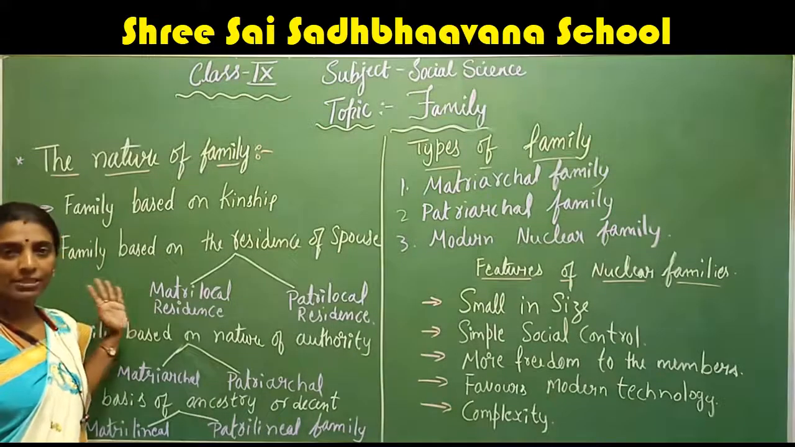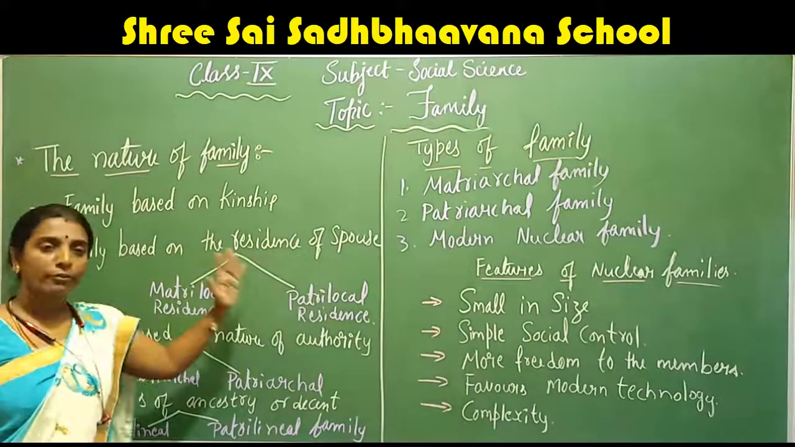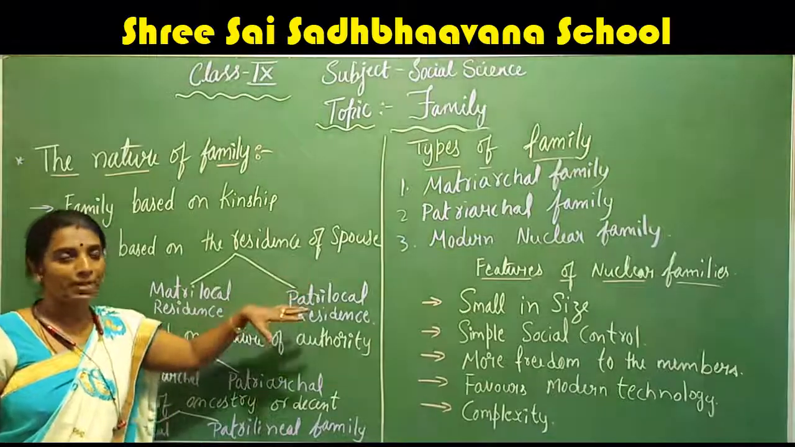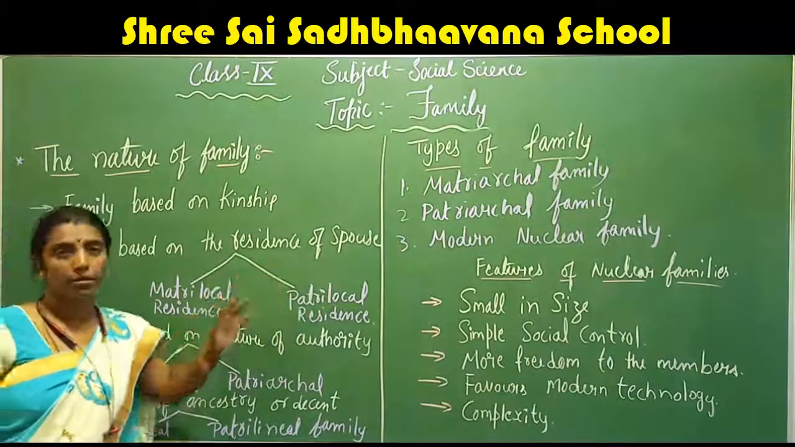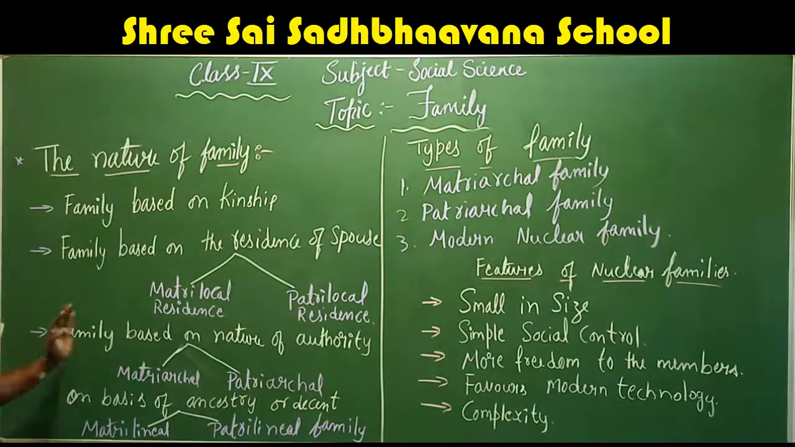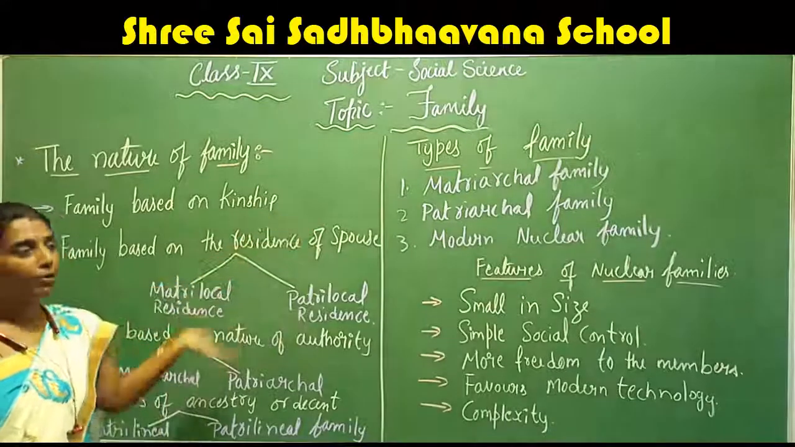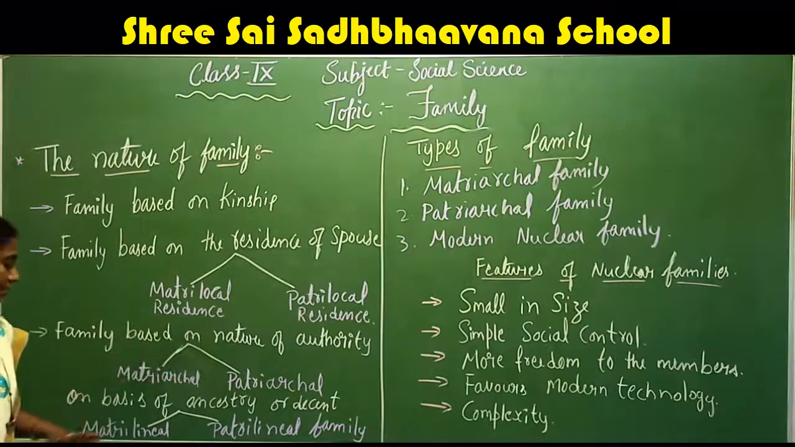Here the married husband will come and stay with the wife's family, wife's community, that is matrilocal. When the married woman stays with her husband's family in their house, that is called patrilocal residence. Then when you come to family based on nature of authority, maybe matriarchal and patriarchal, that I explained already. Again, I will deeply explain you here. On the basis of ancestral descent, maybe matrilineal.